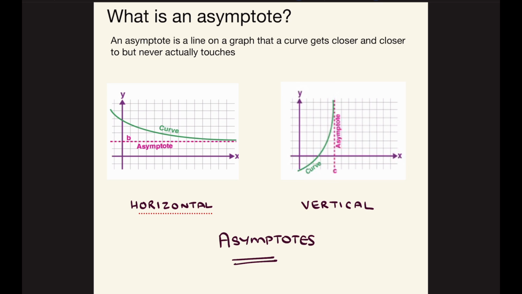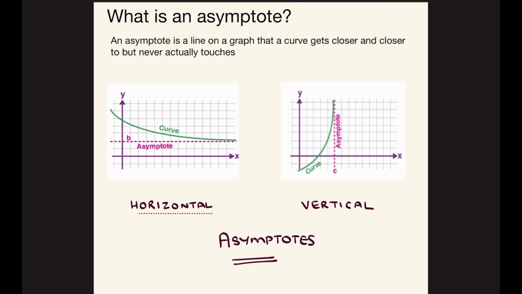Now, I hope all of you remember from coordinate geometry that the equation of a vertical line is always in the form x = a constant. In this particular case, the equation of the asymptote will be x = c. And for horizontal lines, our equations are always in the form y = a constant. In this particular graph, the equation of the asymptote will be y = b.